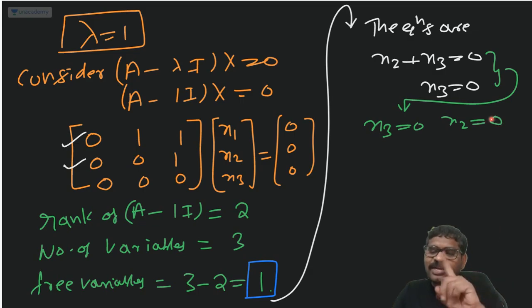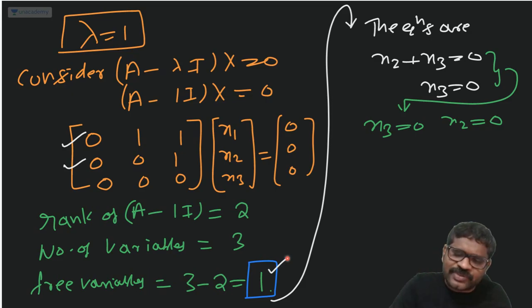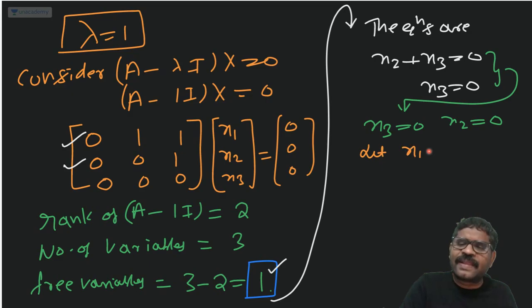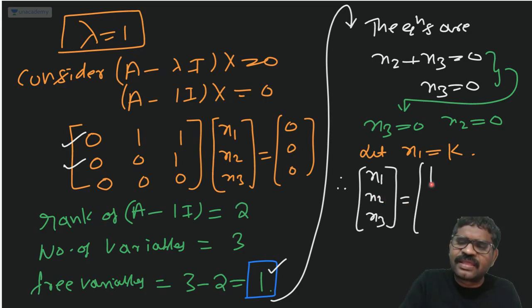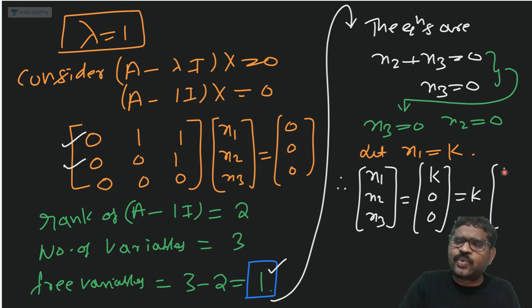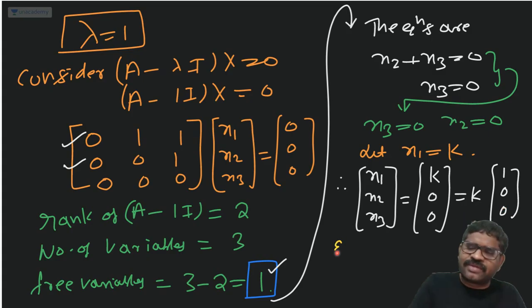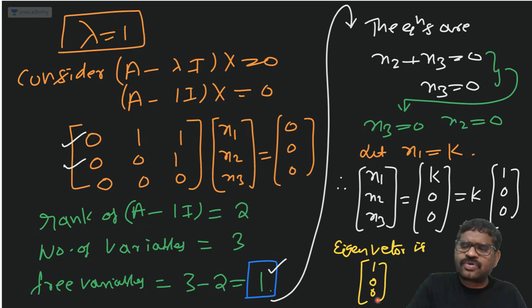Since one variable is a free variable, let us take x1 equal to k. Therefore, x1, x2, x3 is k, 0, 0. That is k into 1, 0, 0. Therefore, the eigenvector is 1, 0, 0.